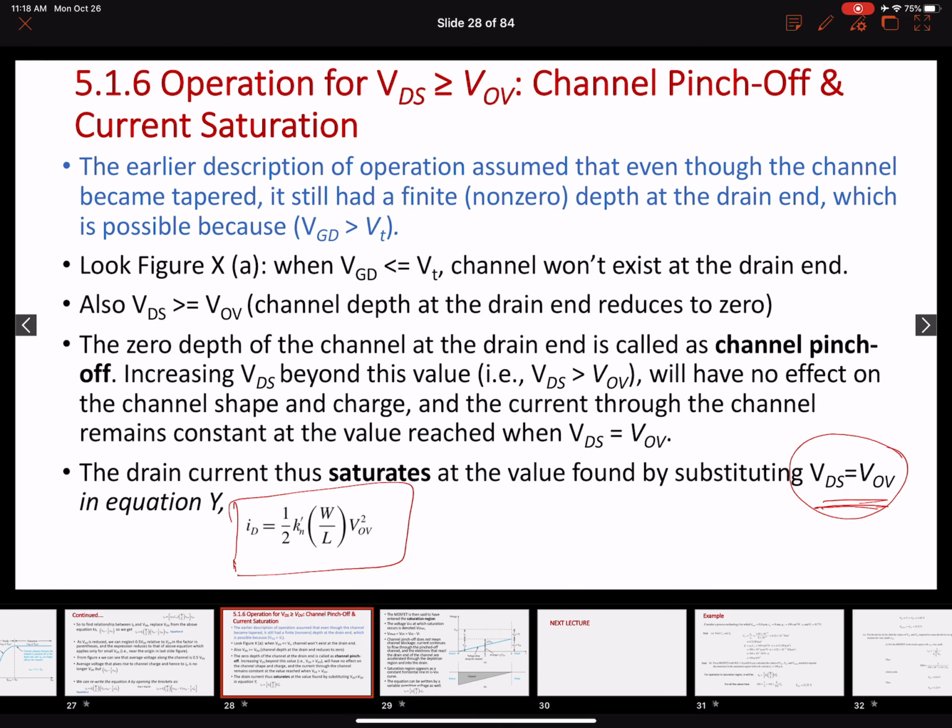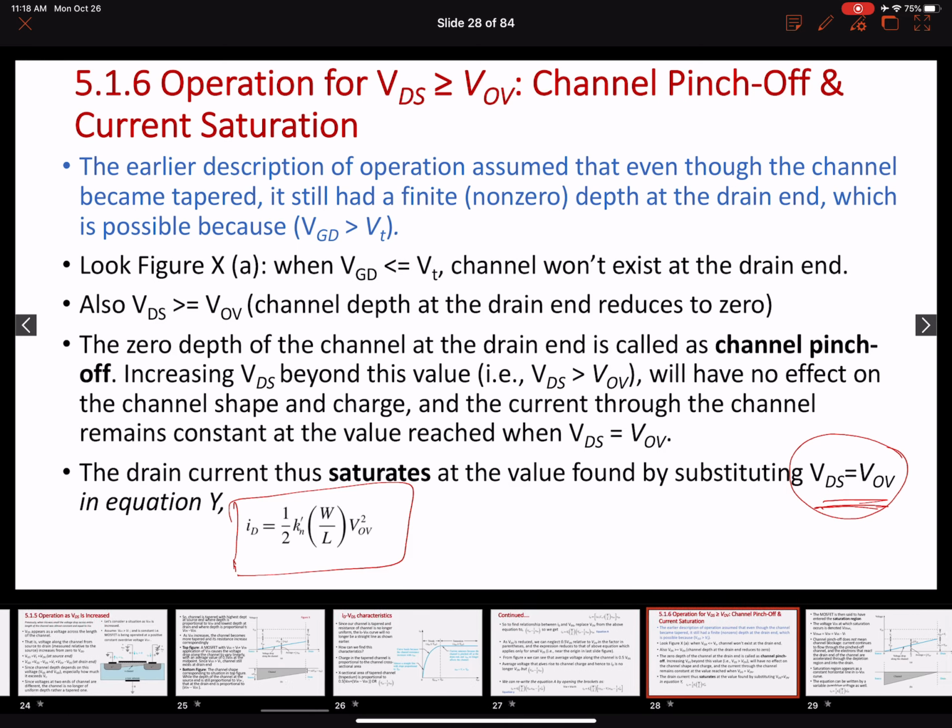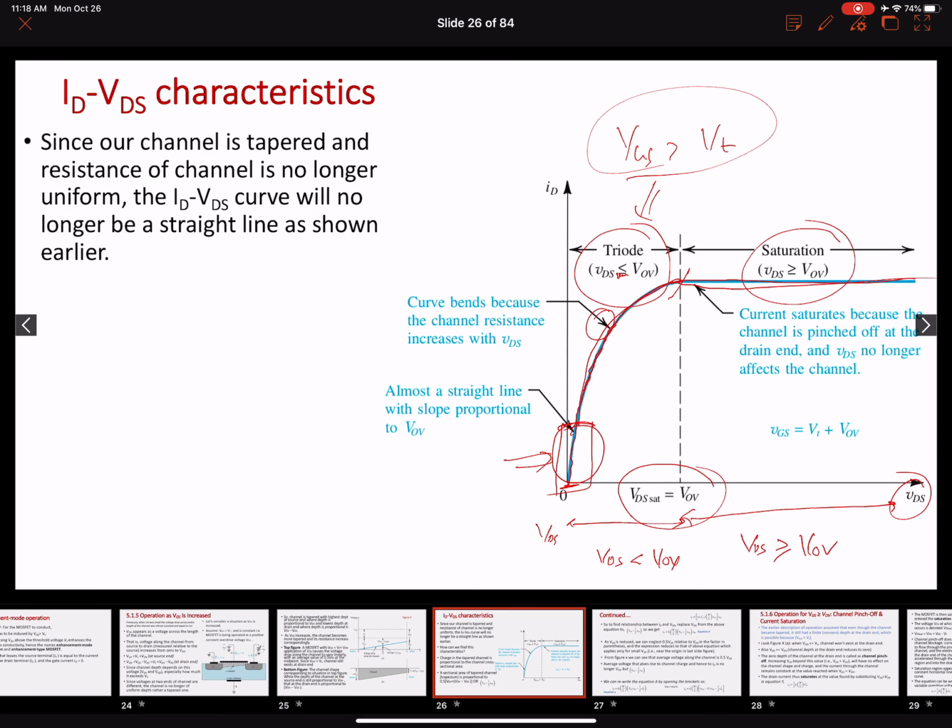So the bottom line over here is that our channel can operate on this kind of curve, right? It can be operated in three different regions. One is a cutoff region when VGS is less than the threshold voltage, so nothing is flowing. Then we have a triode region in which VDS is less than the overdrive voltage, and then we have a saturation region in which VDS is greater than the overdrive voltage. Okay.